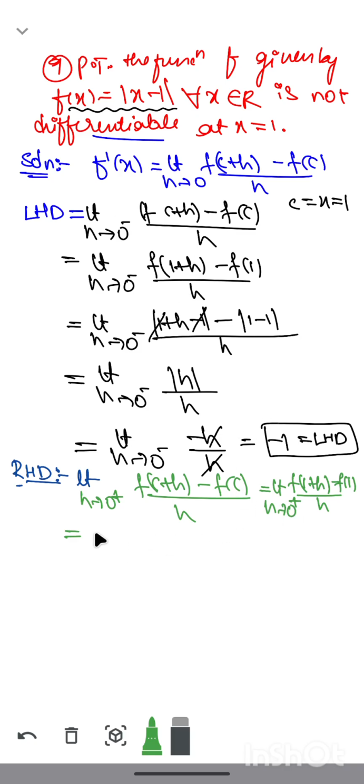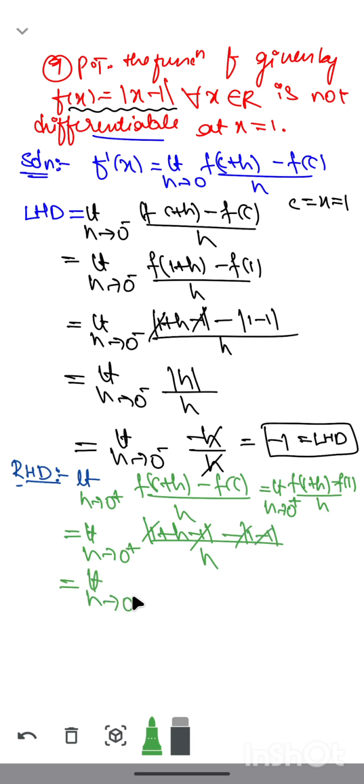So we already know the value of f of 1 plus h. In the given function f of x, we are replacing the value of x by 1 plus h. Minus 1 is as it is, minus f of 1 is modulus of 1 minus 1 whole divided by h. So when I simplify, minus 1 plus 1 cancelled, here also minus 1 plus 1 cancelled, remaining is limit h tends to 0 of mod h whole divided by h. Modulus of h when the value of h is greater than 0 is plus h by h is equal to 1. So we found the right hand derivative as plus 1.